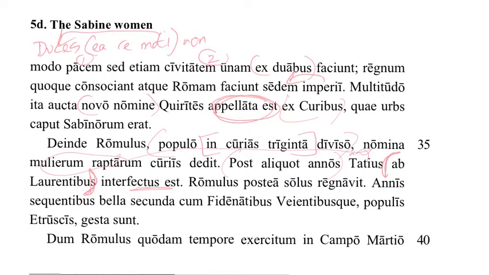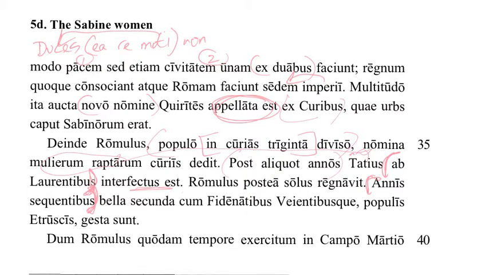Annis sequentibus, bella secunda, cum fedenatibus, vienitibusque, populis Etruscis gesta sunt. Okay, so they want to talk about the passage of time and they're in a hurry, so they use this ablative absolute. In the following years, with the years following. Bella secunda, it looks like, well, this is either a subject or a direct object. We will have to keep going.